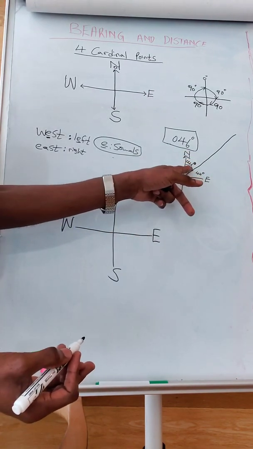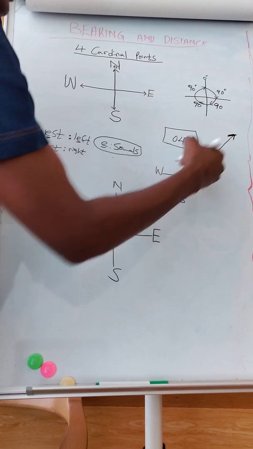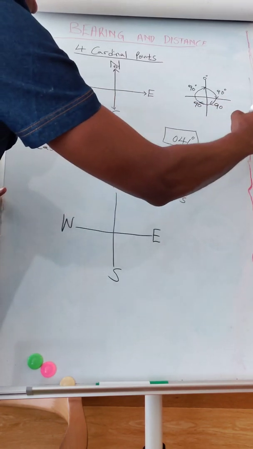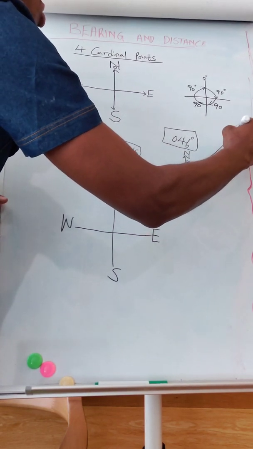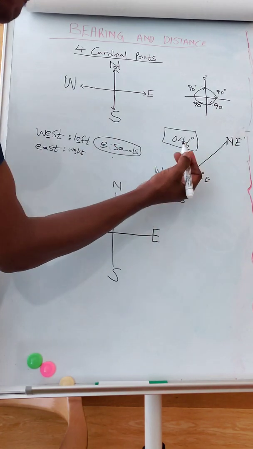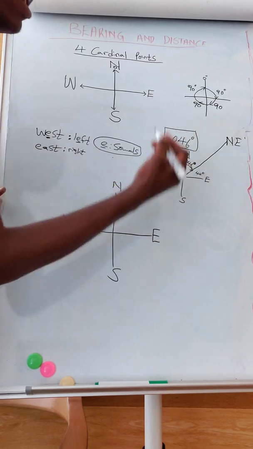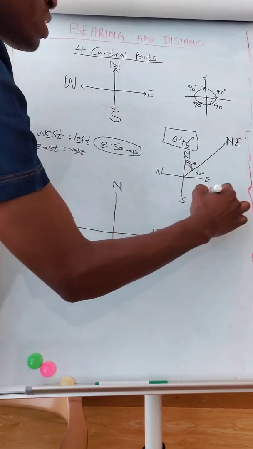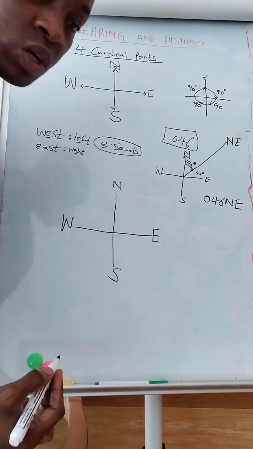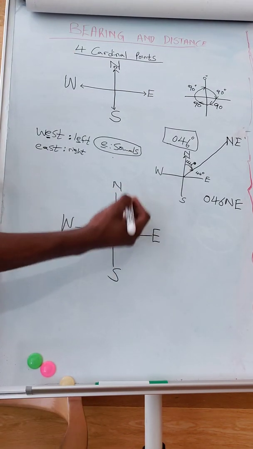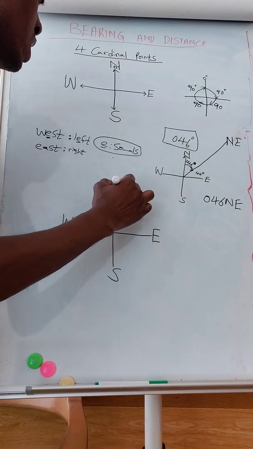for example, this 046, this is the direction, right? This line is pointing towards which direction? You call it northeast. So we are right if we call 046 northeast. This 046 is still the same thing as 046 northeast. Are we together? When you are naming, you name with respect to north and south because they are the main cardinal points.